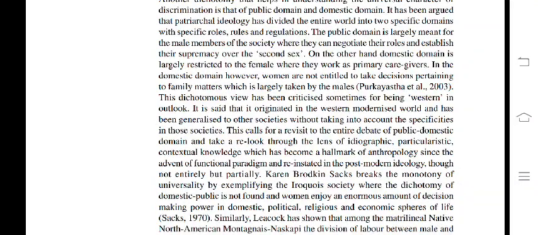Karen Brodkin Sachs breaks the monotony of universality by exemplifying the Iroquois society, where the dichotomy of domestic and public is not found and women enjoy an enormous amount of decision-making power in domestic, political, religious and economic spheres of life. Sachs 1970.